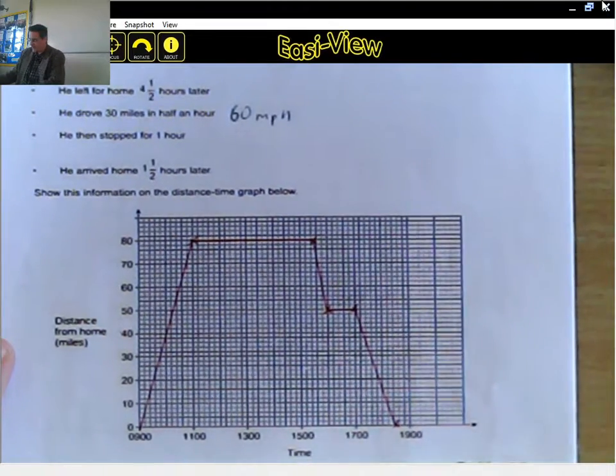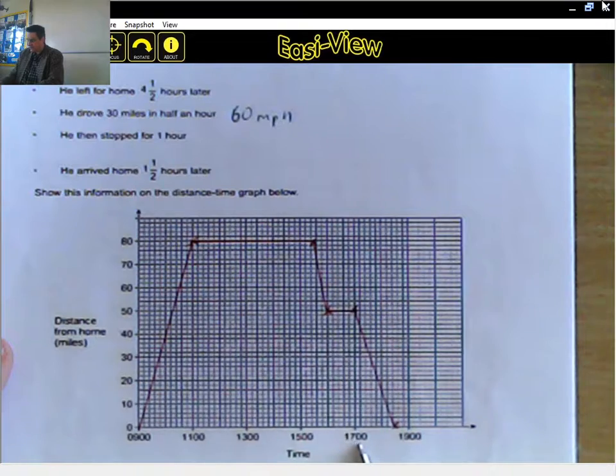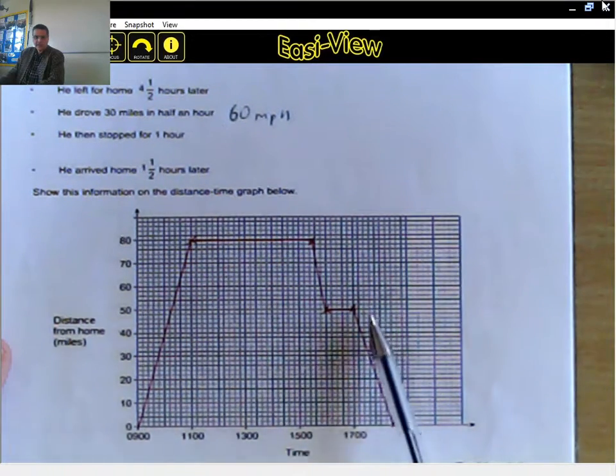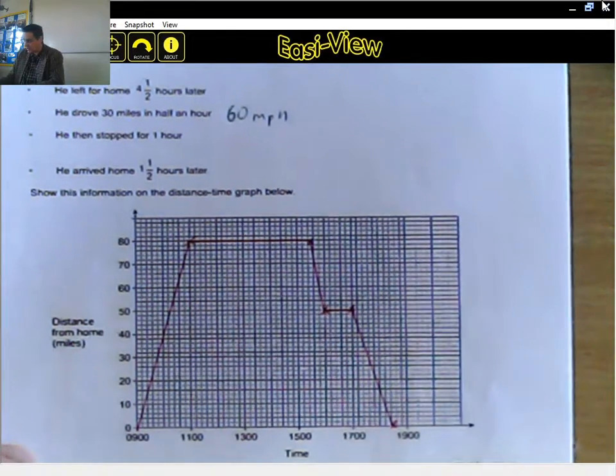Stops for half an hour. Sorry, what you're saying is he arrived home 1 hour later. So from around 5 o'clock, add on 1.5 hours. It's about there. You just join it, yeah? From there to the end, and that's his journey. I can't speak any more accurately than that because it's quite hard to read off a video like that.